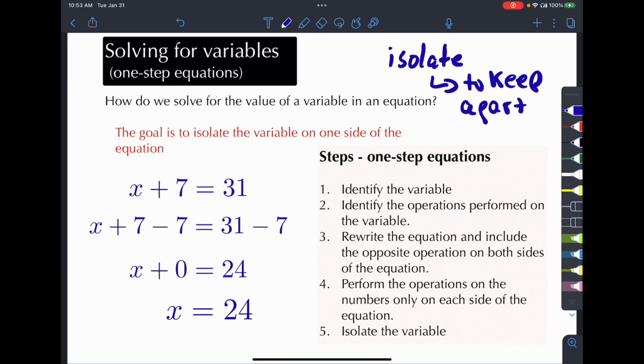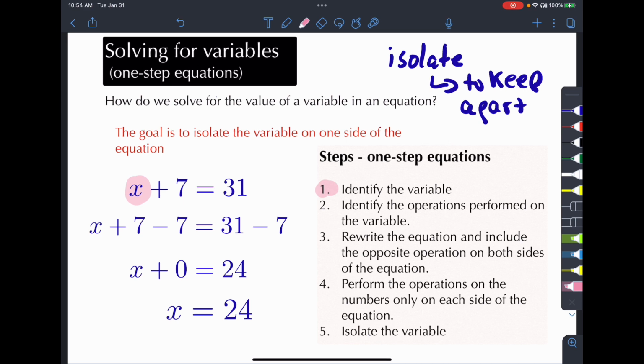Okay, so in our context, what we want to do is keep our variable apart from everything else in the equation. And this is how we're going to do it. So step one: identify the variable. That's always the first thing you should do. You should look at an equation and figure out what the variable is. For the most part, the variable is going to be a letter or a symbol. In our case, that variable is x.